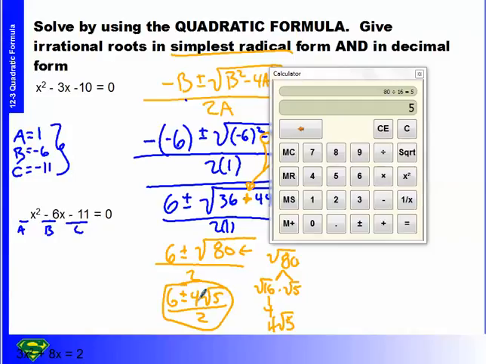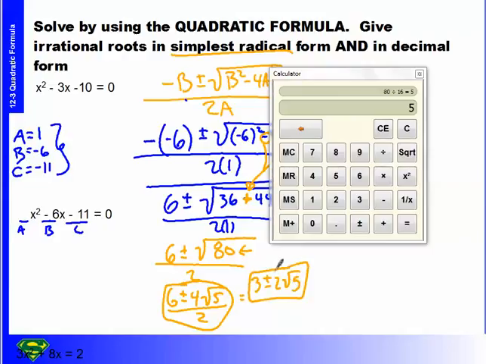And this is my answer in simplest radical form, although I notice that 6 and 4 both share the factor of 2, so it can be reduced. I'm going to get rid of my simplest radical form calculation. Okay, so it can be reduced to 3 plus or minus 2 times the square root of 5.